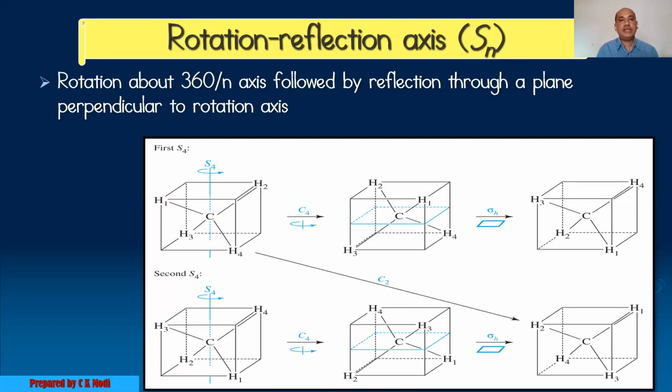Now next one, there is rotation reflection axis or improper rotations. Actually there are 5 symmetry elements we have discussed earlier: identity operation, followed by center of symmetry i, then rotation axis, then mirror plane, and finally the fifth one, that is called rotation reflection axis or improper rotations, which is symbolized by Sn. Now, rotation reflection axis means it involves two operations simultaneously.